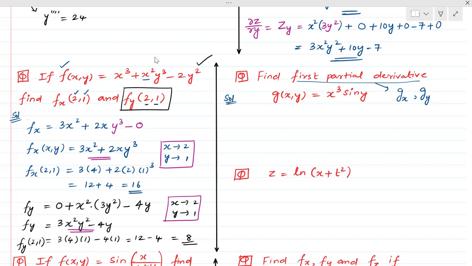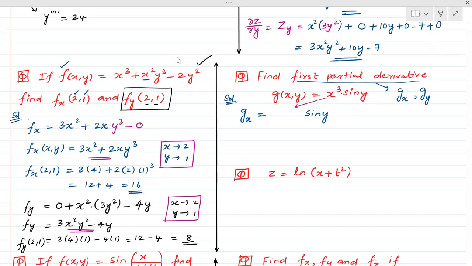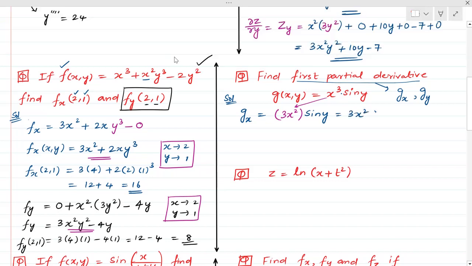Since it is a trigonometric function, you will have gx. What is gx? You have to differentiate only with respect to x. Since it is in the product, sin y is a constant. The differentiation of x cubed is 3x square. That's it. So this is the final answer: 3x square sin y. This is the gx.